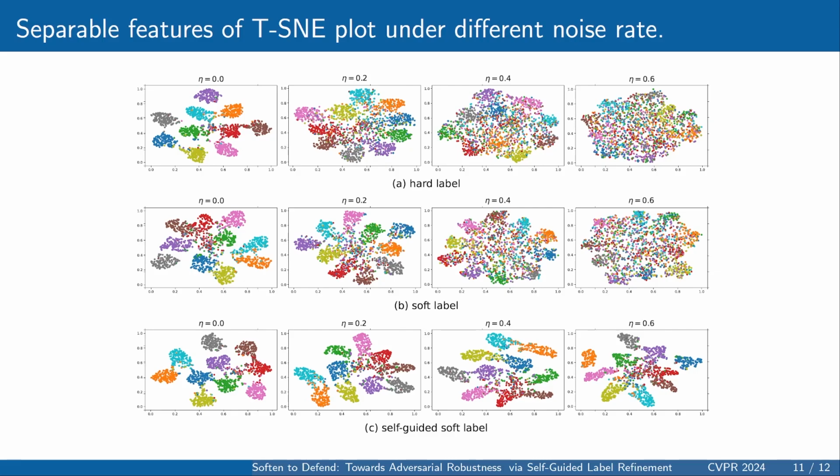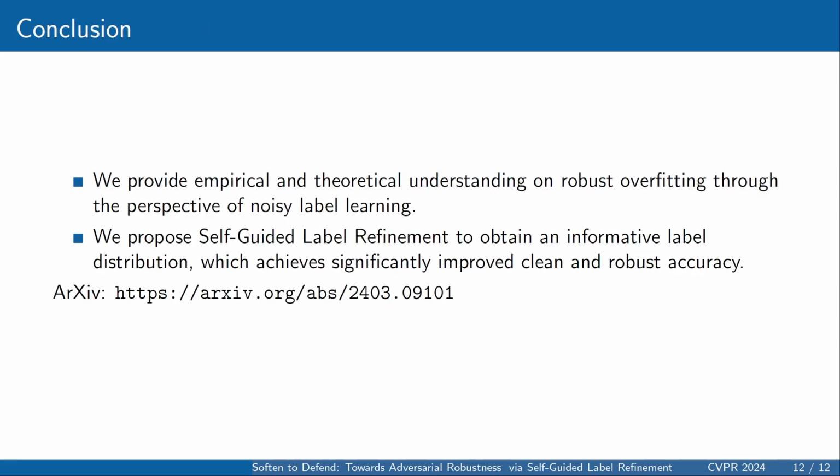In conclusion, first, we provide empirical and theoretical understanding of robust overfitting through the perspective of noisy label learning. Then, by reducing the information in weights, we proposed self-guided label refinement to obtain an informative label distribution. From the theorem, we hold the belief that it could reduce label distribution mismatch and thus alleviate robust overfitting. Our experiments show that SGLR achieves significantly improved clean and robust accuracy.